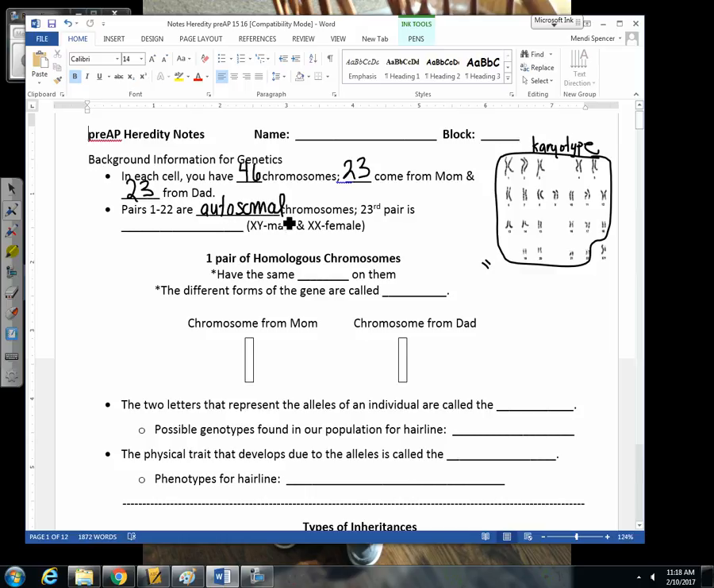That 23rd pair that we see here is different. Those are called the sex chromosomes. There's two types of sex chromosomes, the X and the Y, and you'll need to remember that XY is the guy, and then females are two X's. We have these chromosomes paired up in the karyotype, and you can always assume that in a karyotype, one of these chromosomes is from mom, and the other that it's paired up with is the one that's from dad. So again, you get 23 chromosomes from mom and 23 from dad.